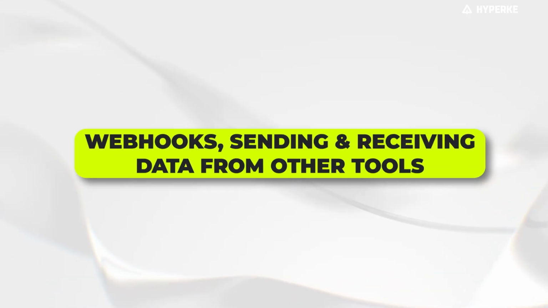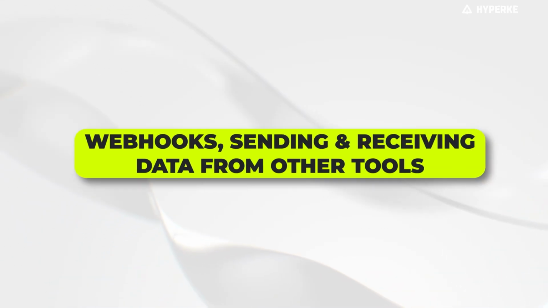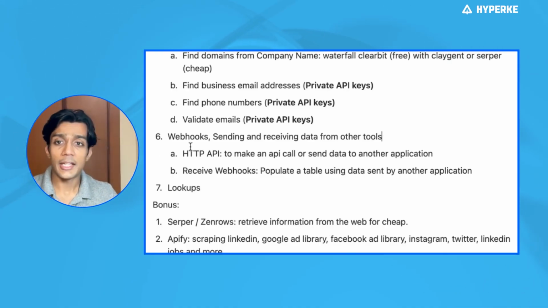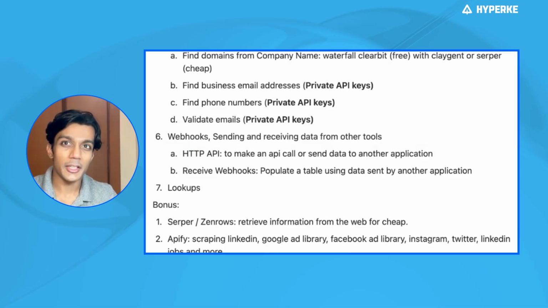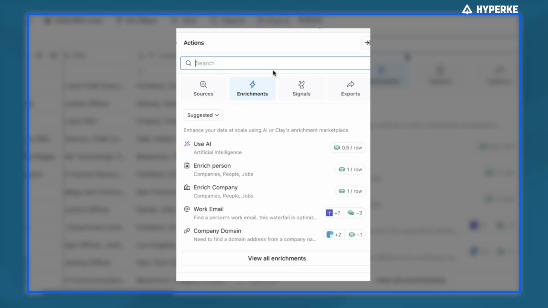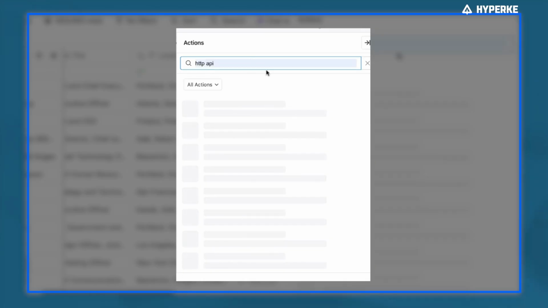Sixth use case, or the sixth strategy, is webhooks and sending and receiving data from other tools. Super powerful if you're trying to do anything advanced. HTTP APIs is Clay's ability to make API calls to external tools. Right, so I'm just going to not save this. Actions, I'm going to show you HTTP API and what it's capable of.